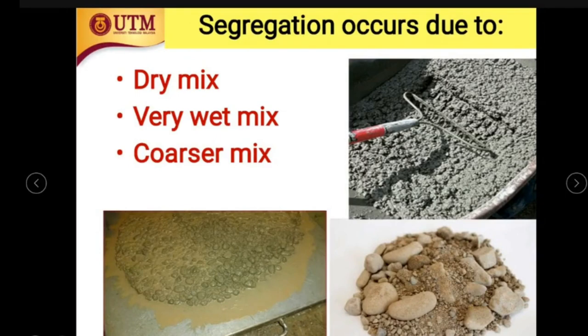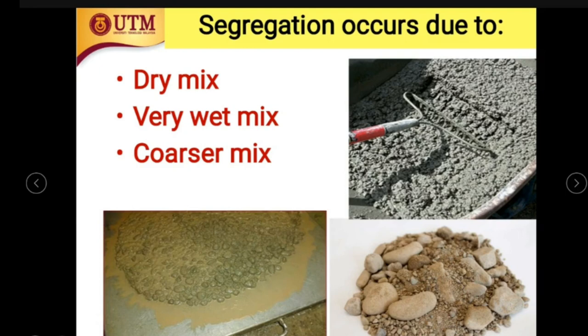And the second one is a very wet mix. What happens with this very wet mix is that when you have a lot of water in your concrete, especially for lean concrete, where lean concrete means that you have a lot of water compared to the cement in your concrete, the coarse aggregate, fine aggregate, and also the cement lose the ability to hold your water together. So some of the water escapes and goes on top of your concrete mixture. Because the water is lighter, it brings the cement together with it, which leaves the coarser and heavier aggregate at the bottom. So that is also a form of segregation.